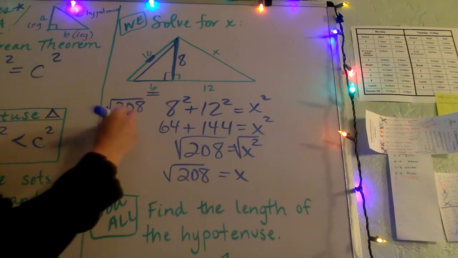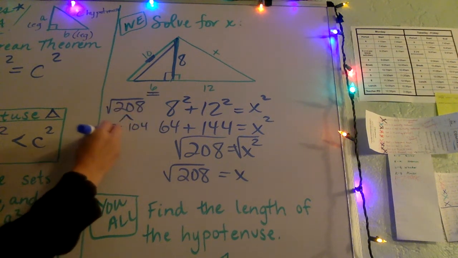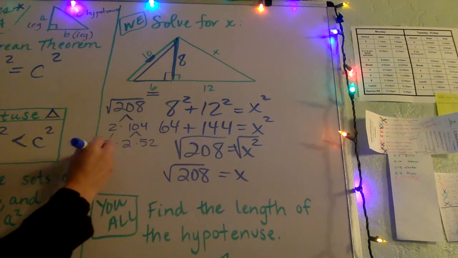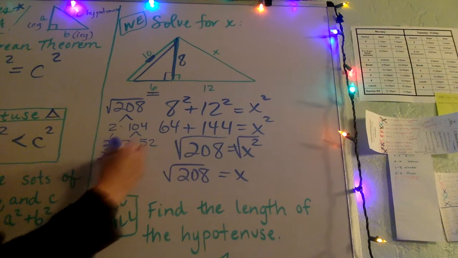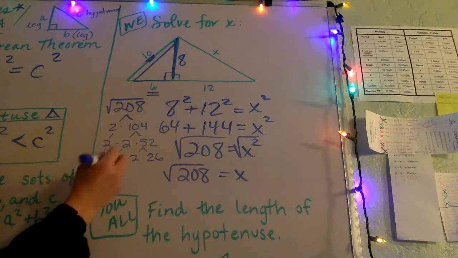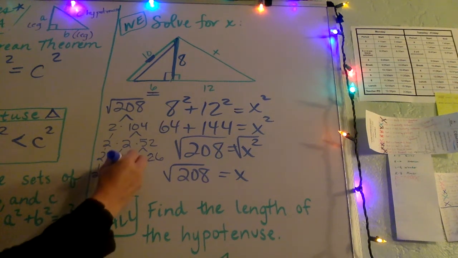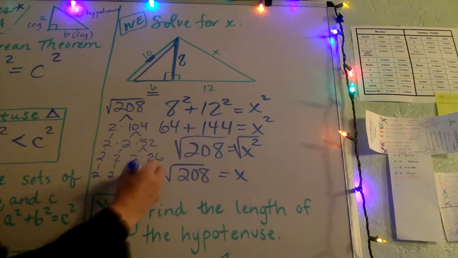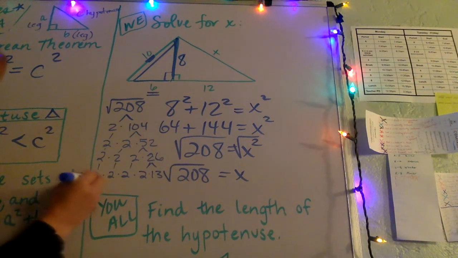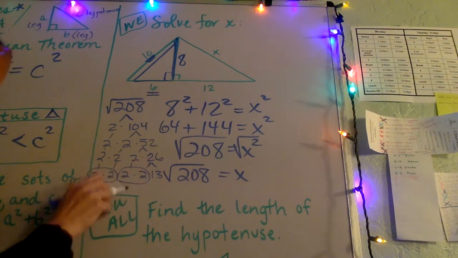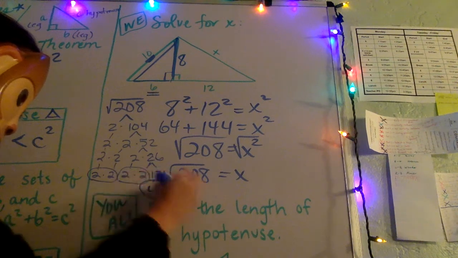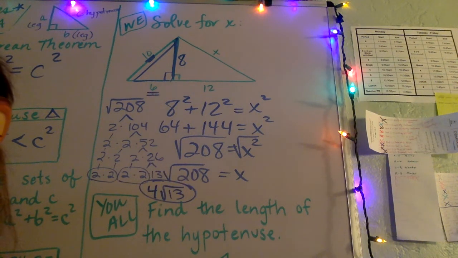So let's break it down. That's 2 times 104. That's 2 times 2 times 52, which is 2 times 2. 52 is 2 times 26, which is 2, this 2, this 2. 26 is 2 times 13. I think we've broken it all the way down to its primes. We've got a pair of 2's and a pair of 2's, so 2 times 2 comes out, that's 4. The 13's left over underneath. X has got to be 4 root 13.